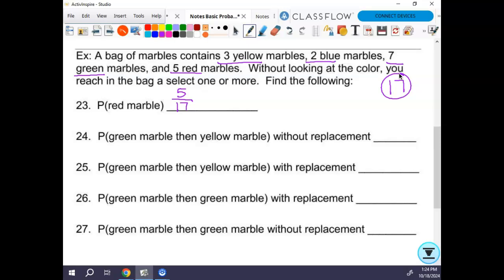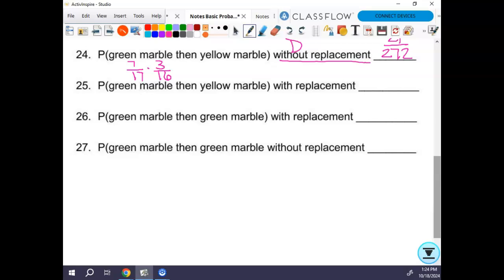So probability of a green marble, then a yellow marble without replacement. So how many green marbles are there? 7 out of a total of 17. And then yellow, how many yellows? 3 out of how many? 16. Good, because it's without replacement. And then when you multiply, you get 21 over 272. So the without replacement, that makes this dependent. That's what changes the denominator.